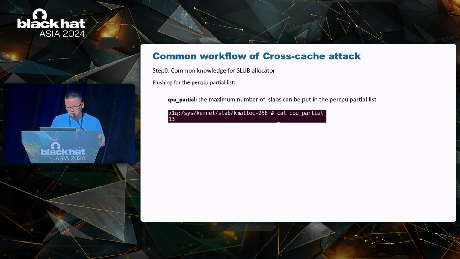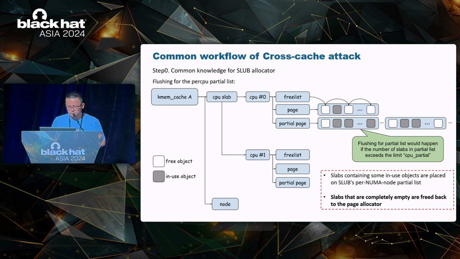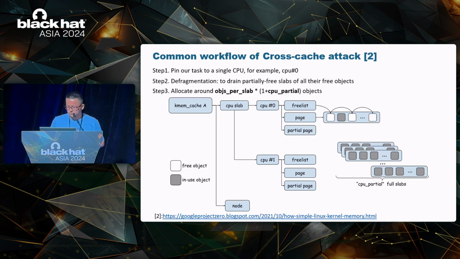The partial list also has a flushing feature. Although it can contain many slabs, there is a maximum number of slabs it can hold, known as CPU partial, which is also exported through sysfs. Once the number of slabs in partial list exceeds the limit set by CPU partial, flushing for partial list occurs. A slab with some in-use objects is moved to the slab's per node partial list, and the slabs that are empty are freed back to page allocator.